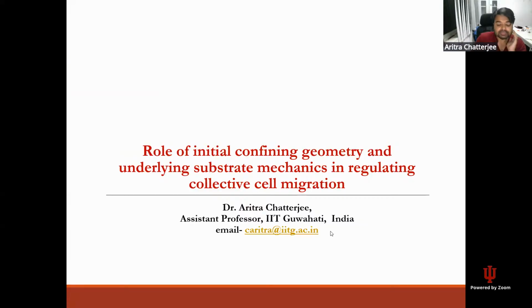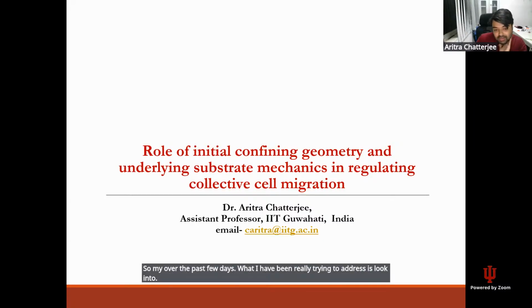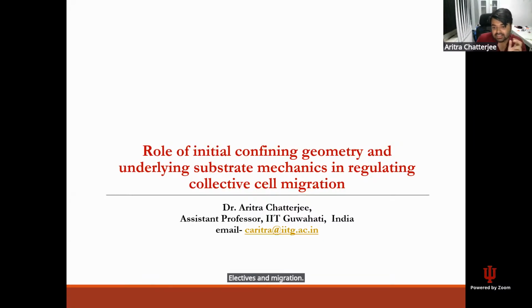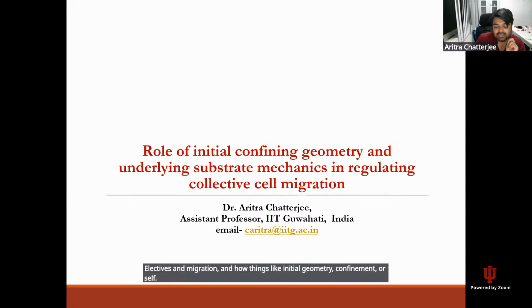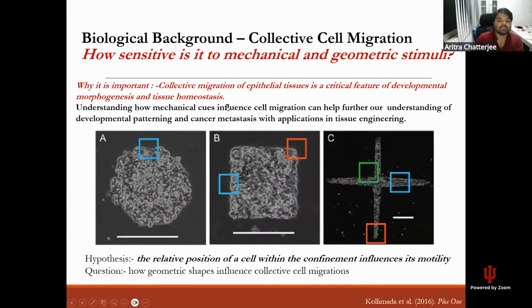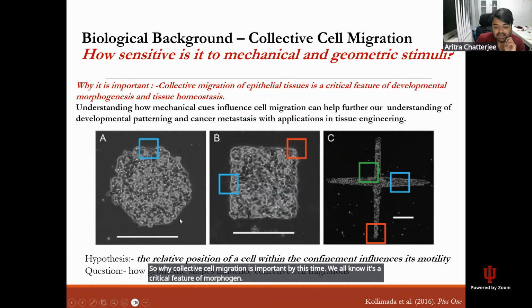It's really useful. So over the past few days, what I have been really trying to address is look into collective cell migration and how things like initial geometric confinement or cell substrate interaction affects it. So why is collective cell migration important? By this time, we all know it's a critical feature of morphogenesis and homeostasis.